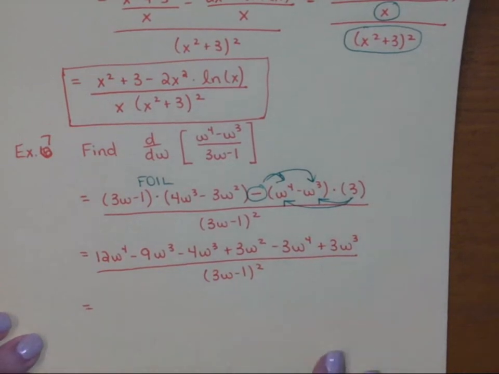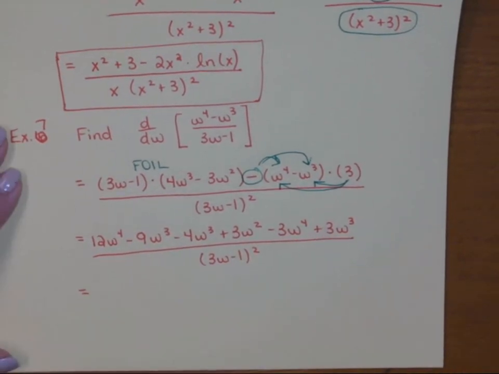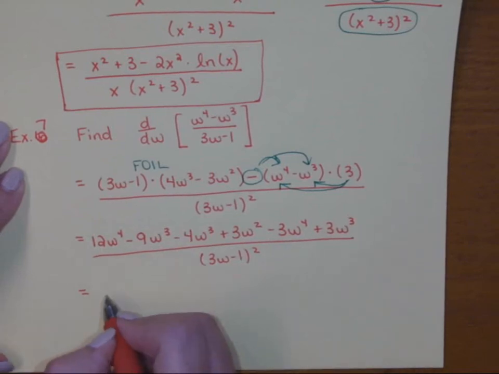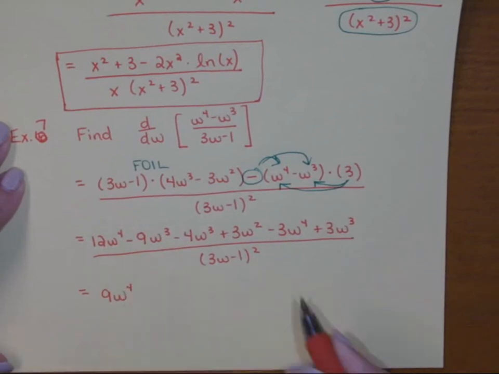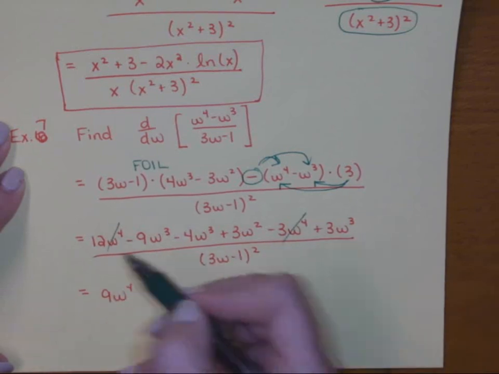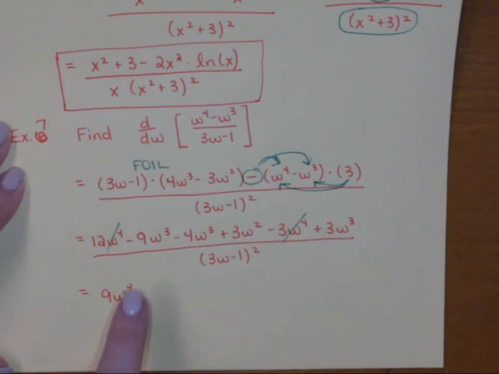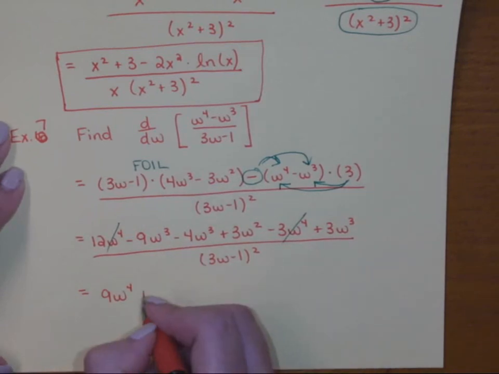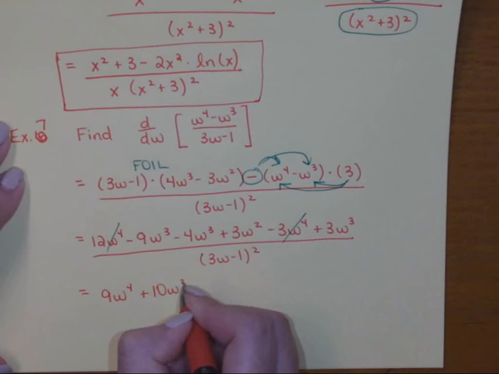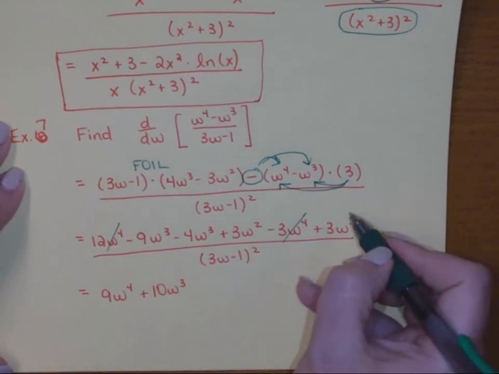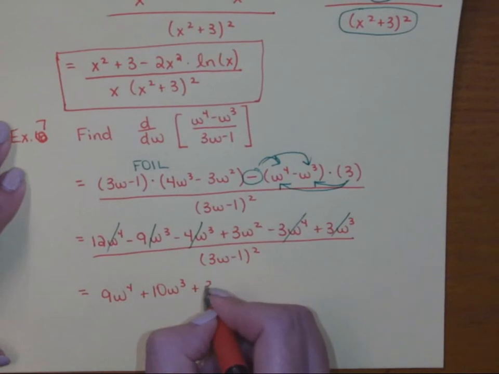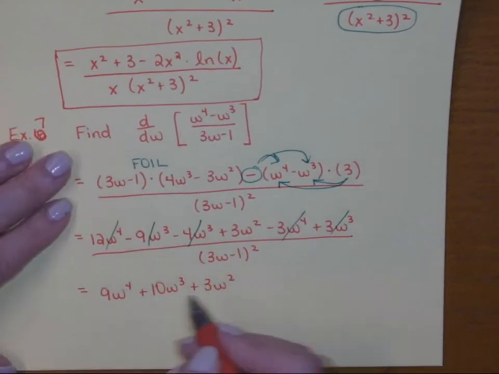So kind of like before, look for like terms, and then maybe we'll just simplify or mark them out. So 12w to the 4th minus 3 of them would be 9w to the 4th. So if I want to, I can get rid of those. So I have minus 9 minus 4 more, that would give me negative 13, but then plus 3 would give me plus 10 of them. So all my cubed terms are taken care of. And then the squared term has nothing to combine with.